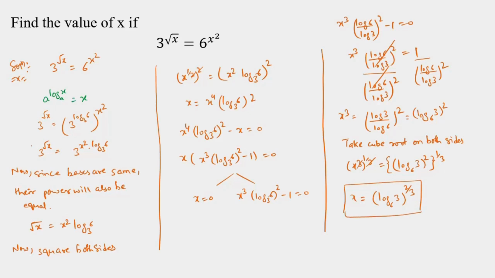One is x equals 0 and the other is x equals log 3 base 6 raised to power 2 by 3.